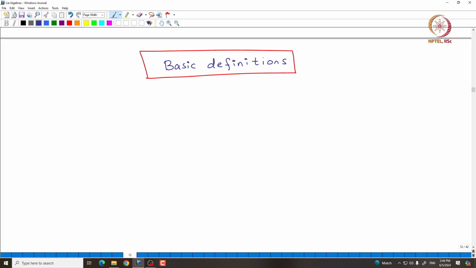Welcome everyone. In this lecture, we will continue with the basic definitions of general theory of Lie algebras. So, we will begin with homomorphisms. So, let G and G dash be two given Lie algebras.